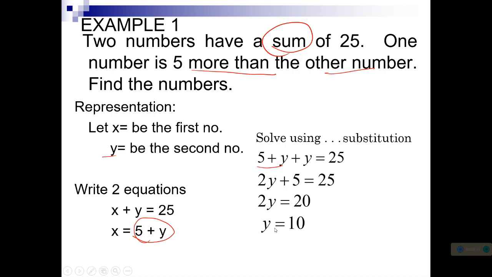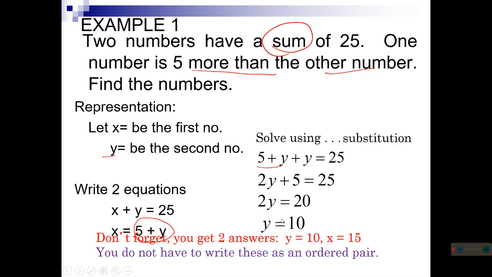Okay? And then you are going to find the other number. Since our y is 10, you are going to substitute 10 in place of y to find x. So x plus 10 equals 25. So you will have x is equal to 25 minus 10. Therefore, your x is equal to 15.